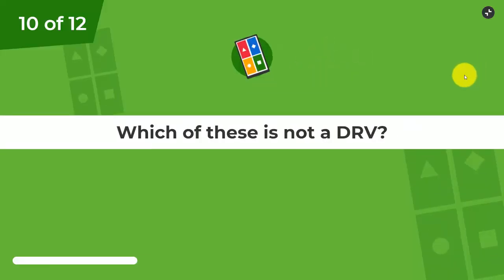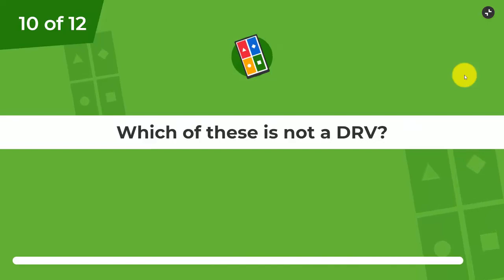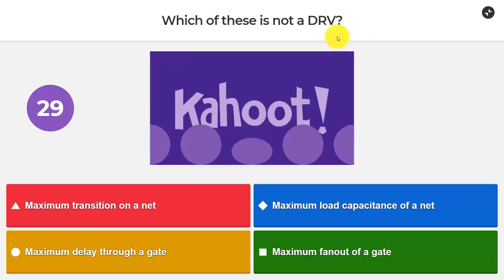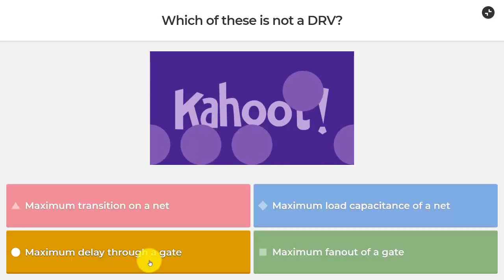So question number 10, which of these is not a DRV? A DRV is, at least the way Cadence calls it, what we say design rule violations. These are not standard DRCs like minimum spacing or minimum width, but they're design rules. They're at the level of the backend. So is it maximum transition of a net, maximum load capacitance of a net, maximum delay through a gate, or maximum fan out of a gate? Which of these is not a DRV? Okay, and the answer is, of course, maximum delay through a gate.